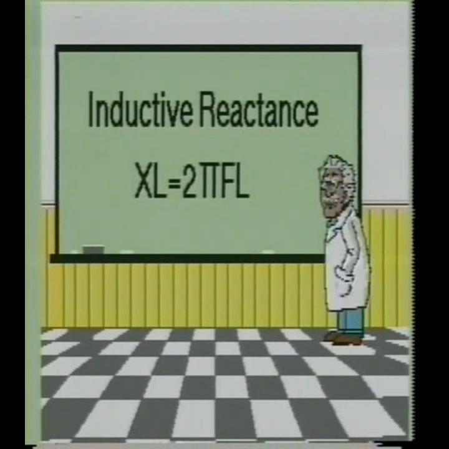You have seen that reactance is the opposition that a coil has in an AC circuit, and the reactance is measured in ohms. The formula for inductive reactance is 2 pi times the frequency times the coil's inductance in henries.